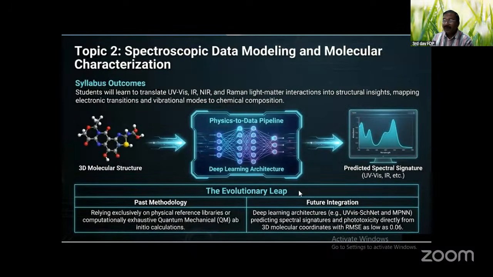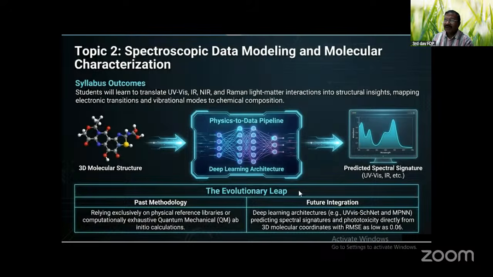Then coming to topic 2, spectroscopic data modeling and molecular characterization. This is one of the important things happening in our practical approach. It is mostly useful at the B.Pharm level especially. The outcome of the syllabus is that students will learn to translate UV visible, IR, NIR, and Raman light-matter interactions into structural insights, mapping electronic transitions and vibrational modes to chemical composition.